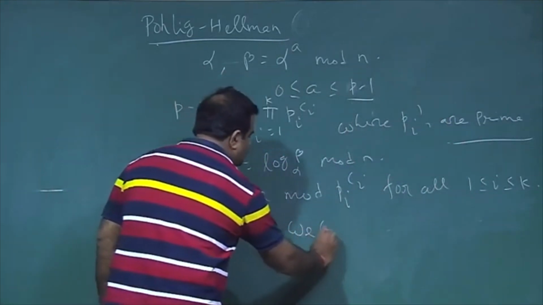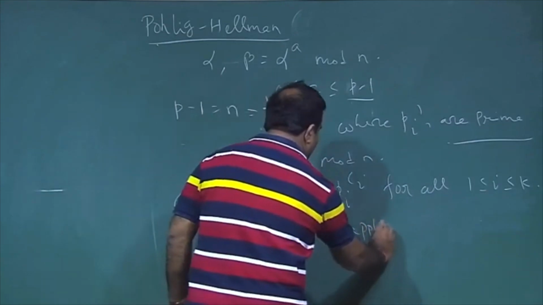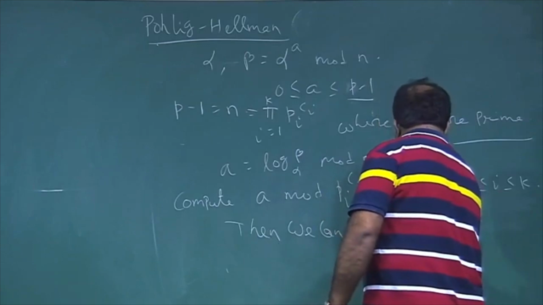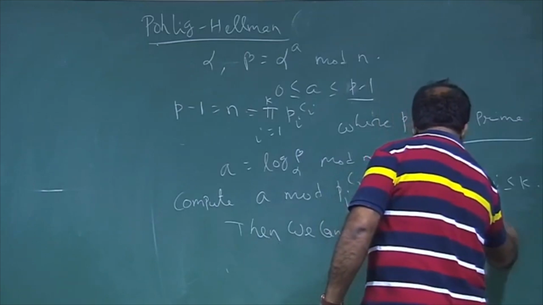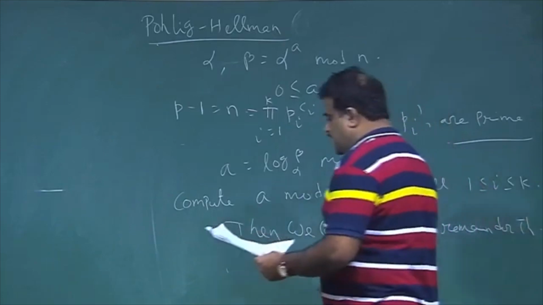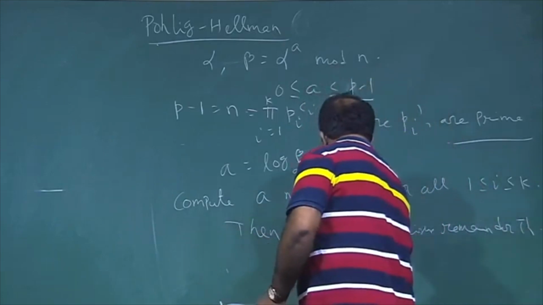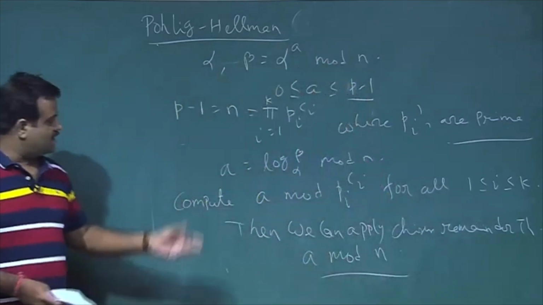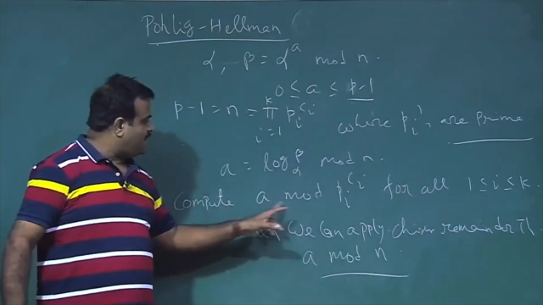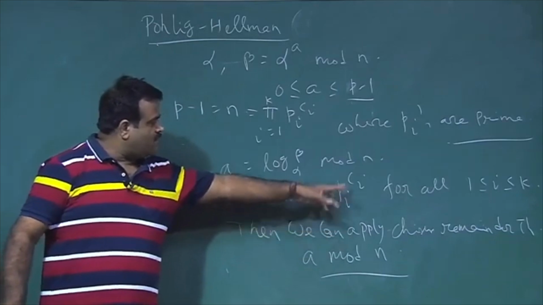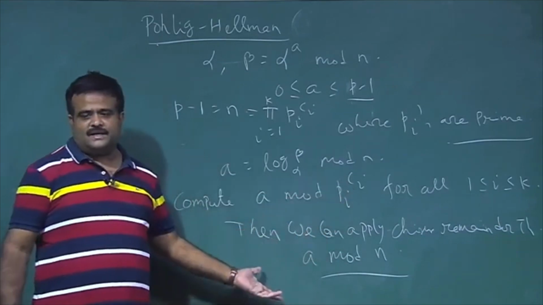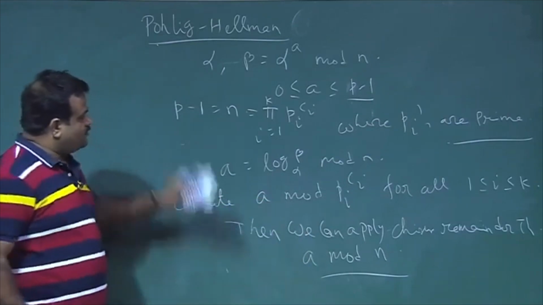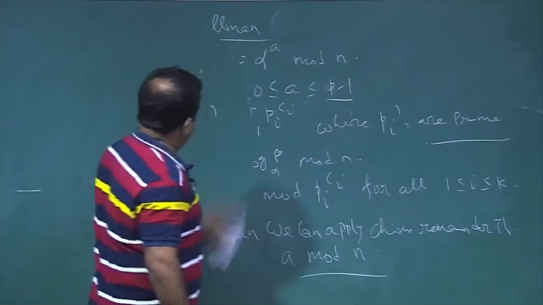Then we can apply the Chinese remainder theorem to get a mod n. So that is the idea. If we can find a mod p_i to the power c_i, then by applying the Chinese remainder theorem, we can get this. So now the question is how to get a mod p_i to the power c_i. That we have to find out.